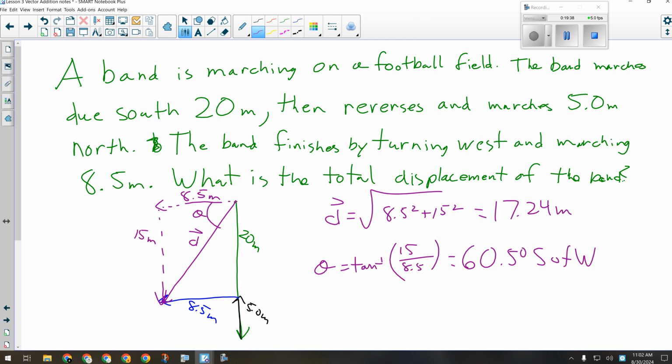So every trip has got to break down into how far did you go horizontally, here along the x-axis, and how far did you go vertically along the y-axis, up or down.